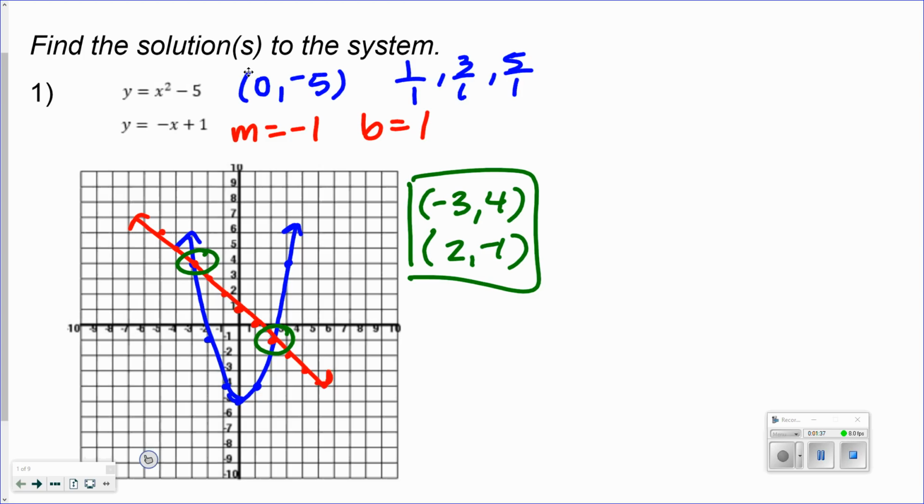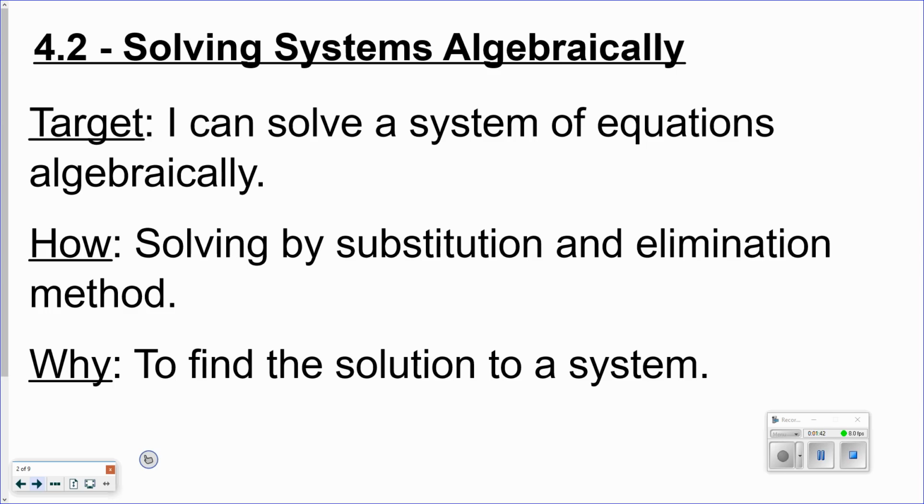All right, you can put your bell worksheet away, take your notes, pack it out, go ahead and copy down your target, your how, and your why. All right, so we copied that down.